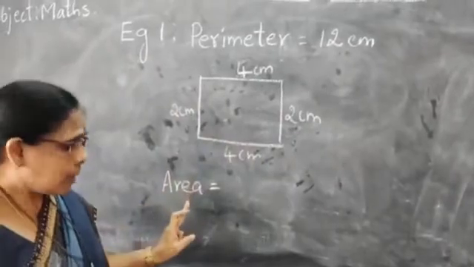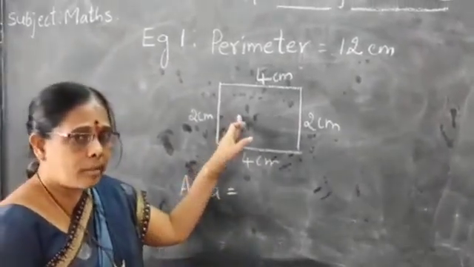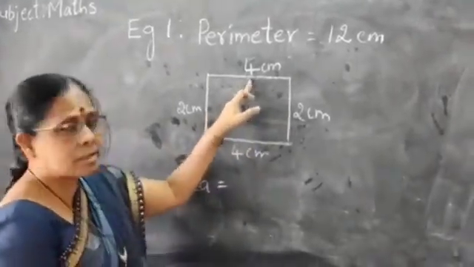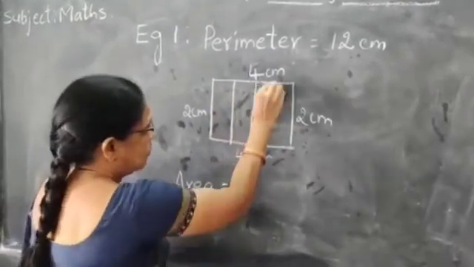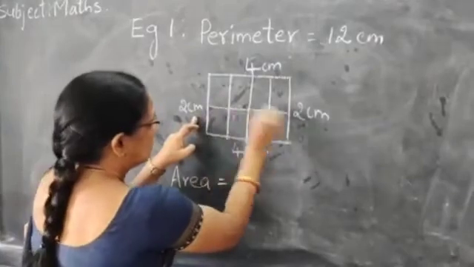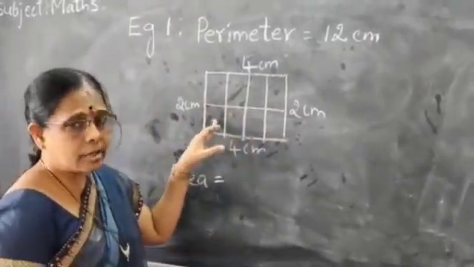Now area. How will you find the area? You will count the boxes. This part is called the area. So 4 centimeter means 4 columns, and 2 centimeter means 2 rows. You draw like this, children.